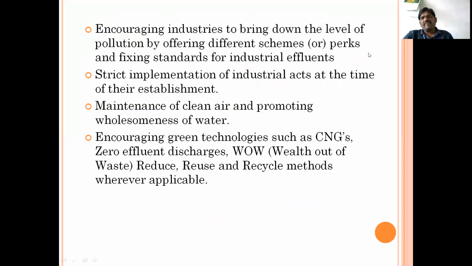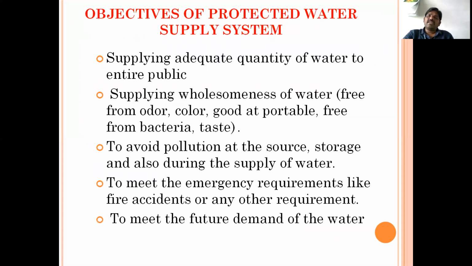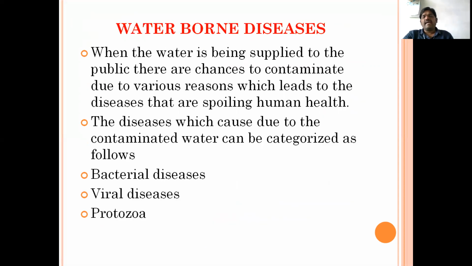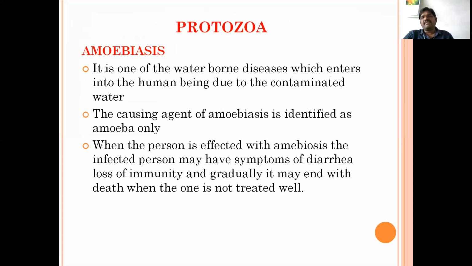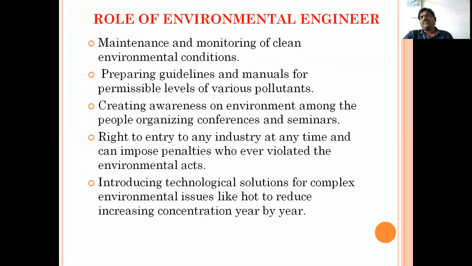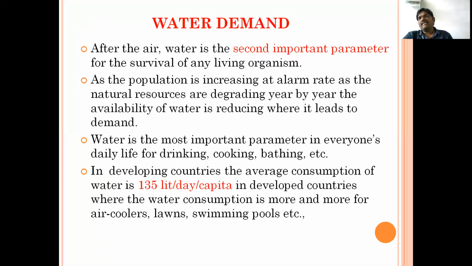So far we have seen the necessity and importance of protected water supply, objectives of protected water supply systems, and waterborne diseases. There we have seen bacterial diseases, viral diseases, and diseases caused by protozoa, like amoebiasis. We have also seen the role of the environmental engineer and the flow chart of the water supply system. We may expect a question on the flow chart of water supply engineering or water supply system; both are the same. Next followed water demand.